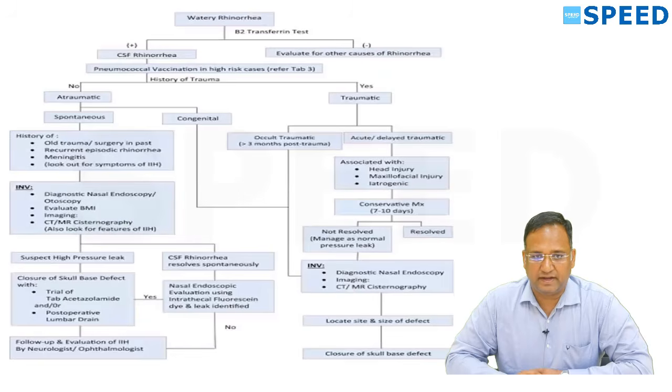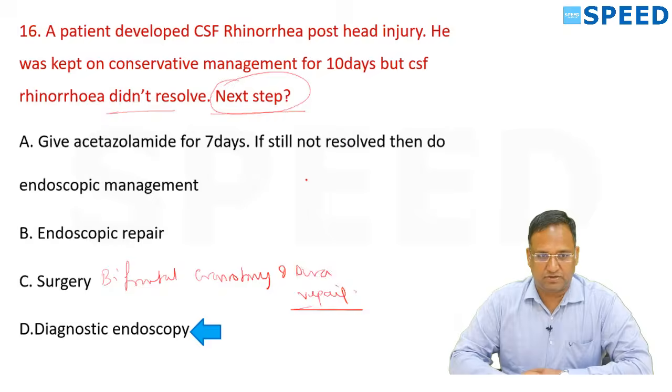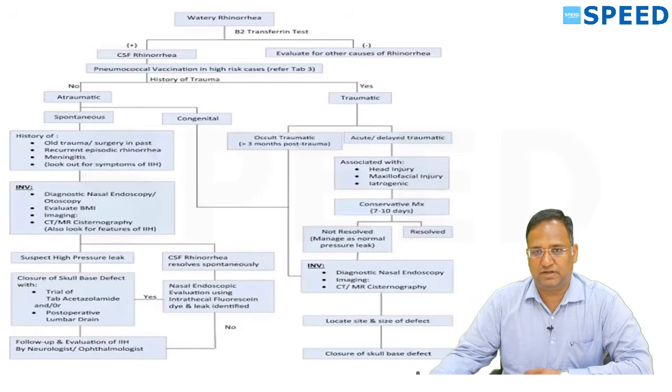Okay. So, diagnostic endoscopy is the right answer because you see this flow chart. It is rhinorrhea and the beta transferrin test has confirmed yes, it is CSF rhinorrhea, and then history of trauma is there. Yes, this patient had a history of trauma. Is it acute or delayed traumatic or occult traumatic? Okay. So, associated with the head injury, maxillofacial injury, or iatrogenic, conservative management for 7 to 10 days.